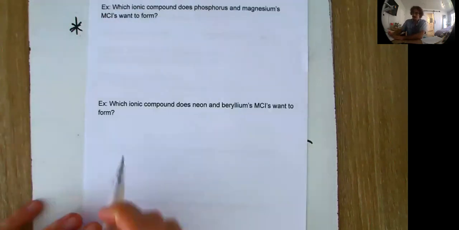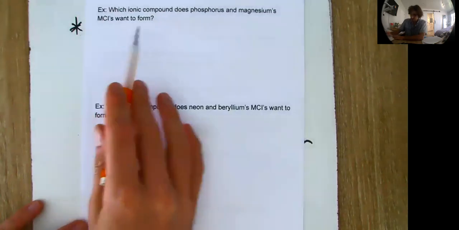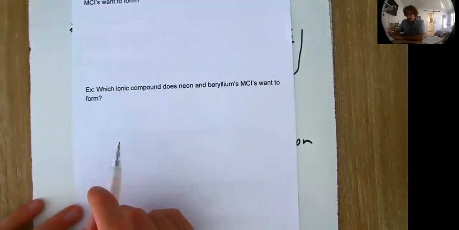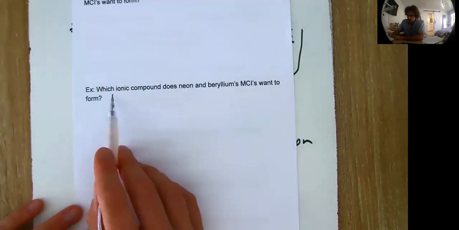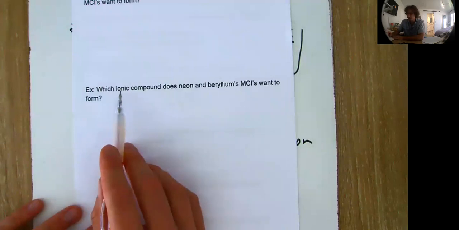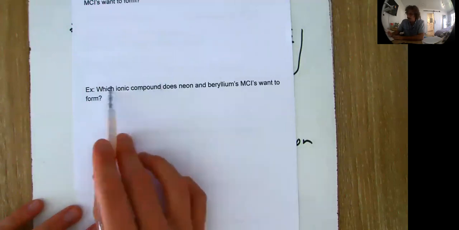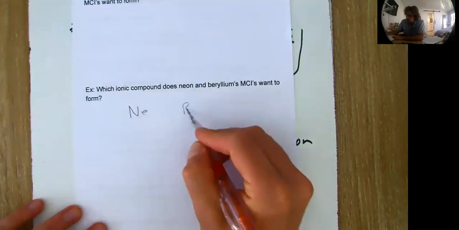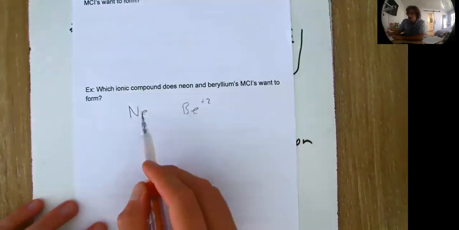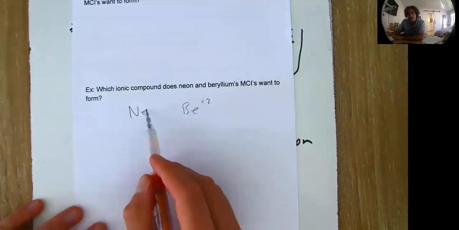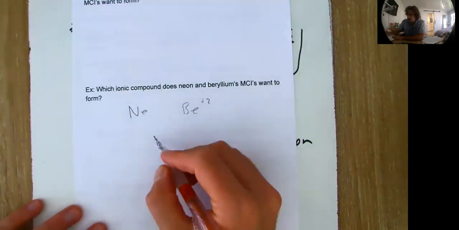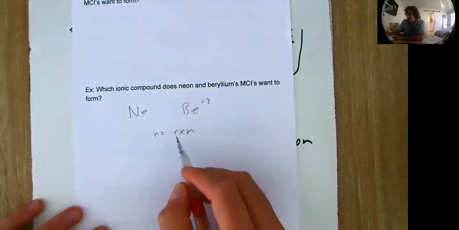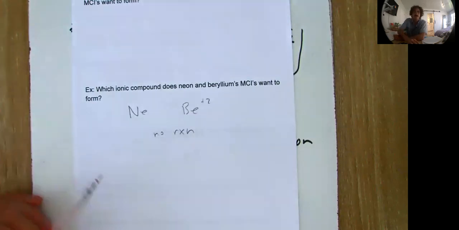All right, we're going to skip down to the second example because I'm pretty sure we already did this in the last video, but I just kind of want to drive the point home about different things that could happen with whether an ionic compound forms or not. So which ionic compound forms? Well, we got neon and we got beryllium. What's the charge on neon? Neon doesn't have a charge. It's a noble gas. So that's when you can write no reaction. RXN is the shorthand version for reaction.